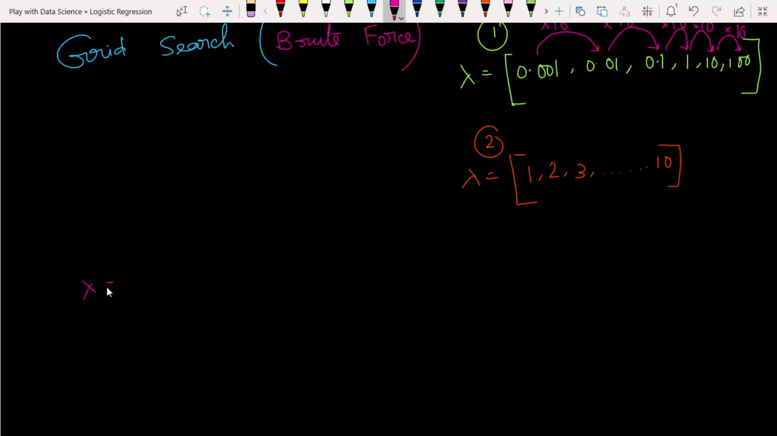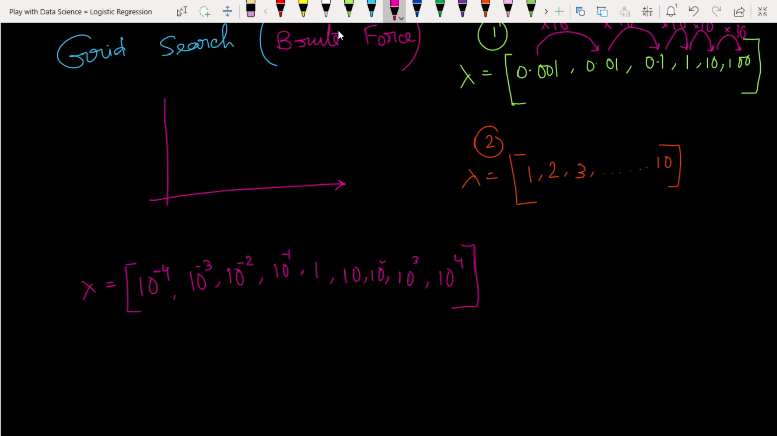Suppose I am taking an example between minus 10 to the power 4 and plus 10 to the power 4. This is a large difference, a large interval. So I am taking the gap as 10 times: minus 10 to the power 3, minus 10 to the power 2, minus 10 to the power minus 1, then 1, then 10 square, then 10 cube, then 10 to the power 4. So in our optimization problem, if we draw our graph, we can plot this kind of thing.